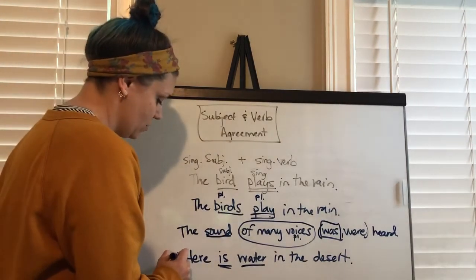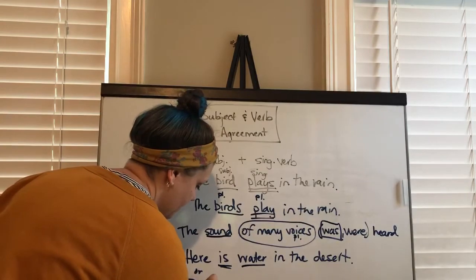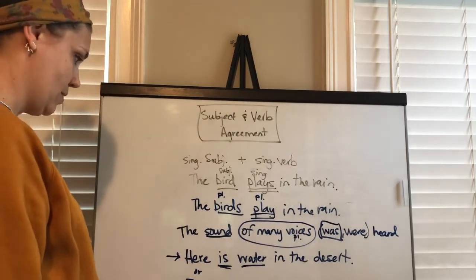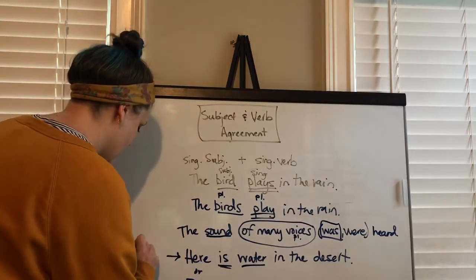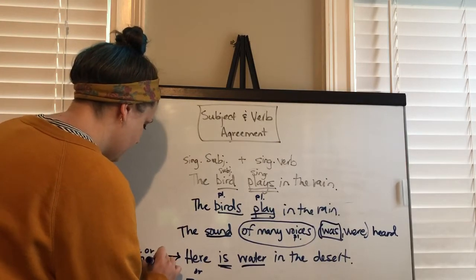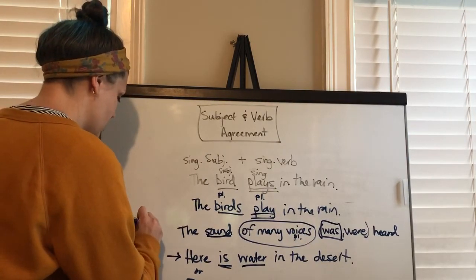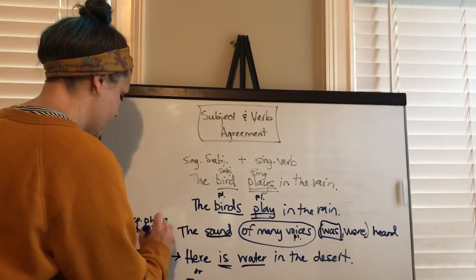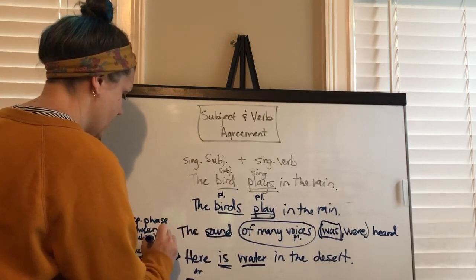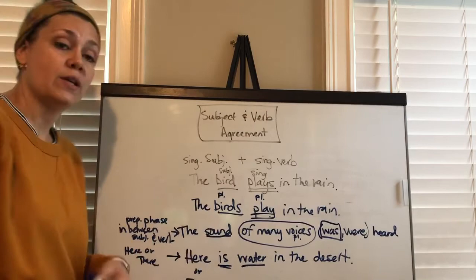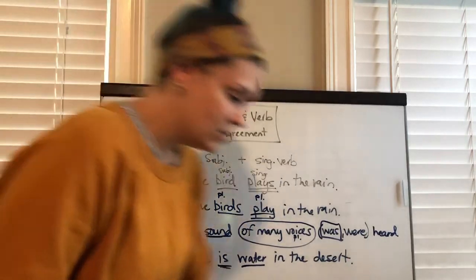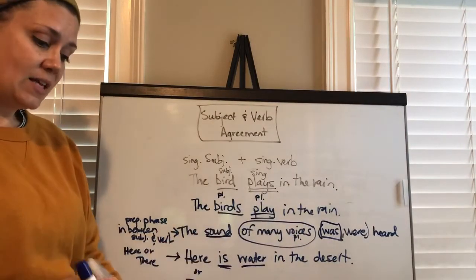In a sentence that starts with here or there, make sure you carefully study and find the subject after the verb. So this is here or there sentences, an example. And the other one was a prepositional phrase in between subject and verb. Don't let these two situations trip you up in making sure that your subject and verb agree, okay? So you guys are going to be working on those pages all the way to page 234, and that is it for the week.